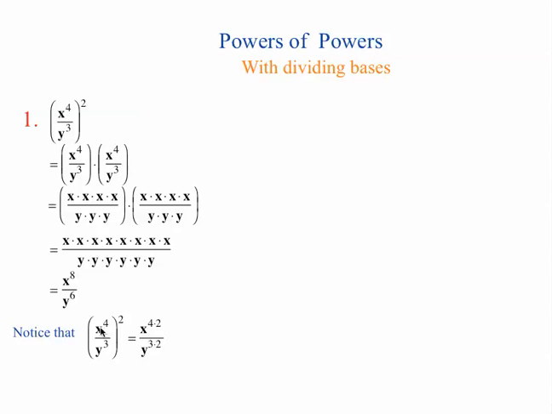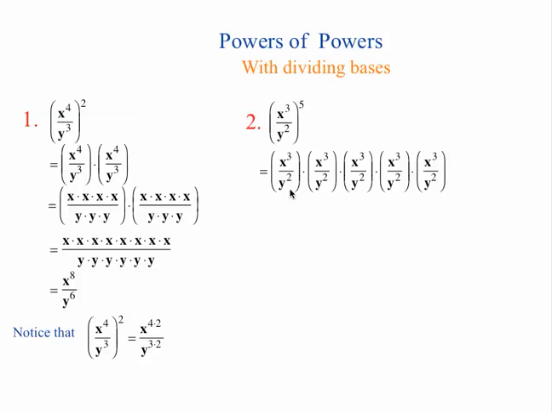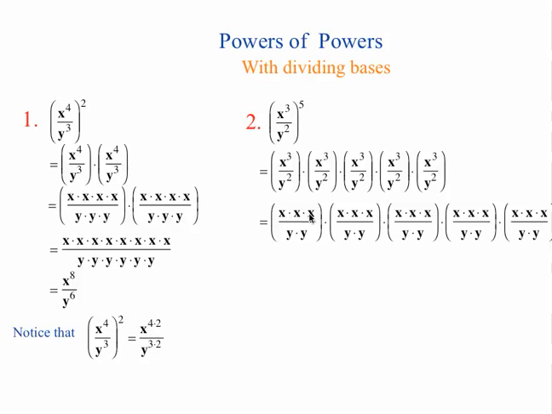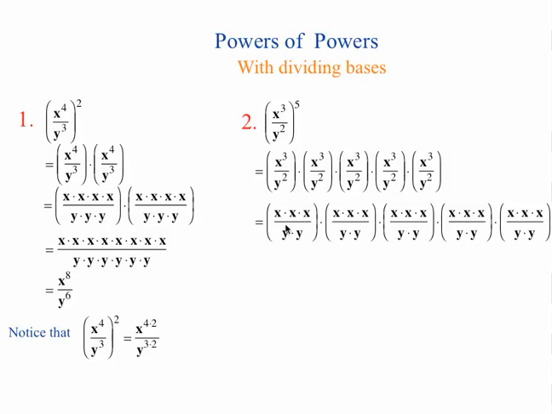Notice this only works if the bases are different. If they're the same, you would simplify inside the brackets and then bring your exponent in. Here's another example. x to the power of 3 divided by y to the power of 2 all to the power of 5. Which means x to the power of 3 divided by y to the power of 2 times itself 5 times over, which is x times x times x divided by y times itself 5 times.